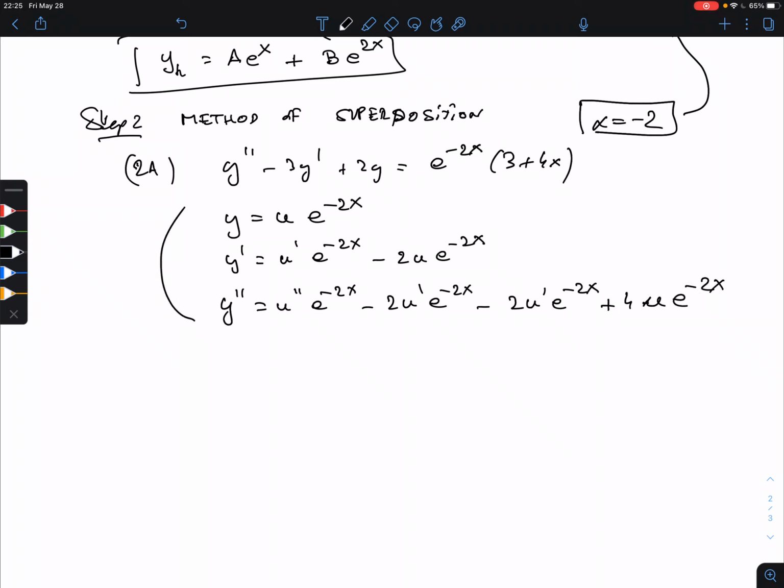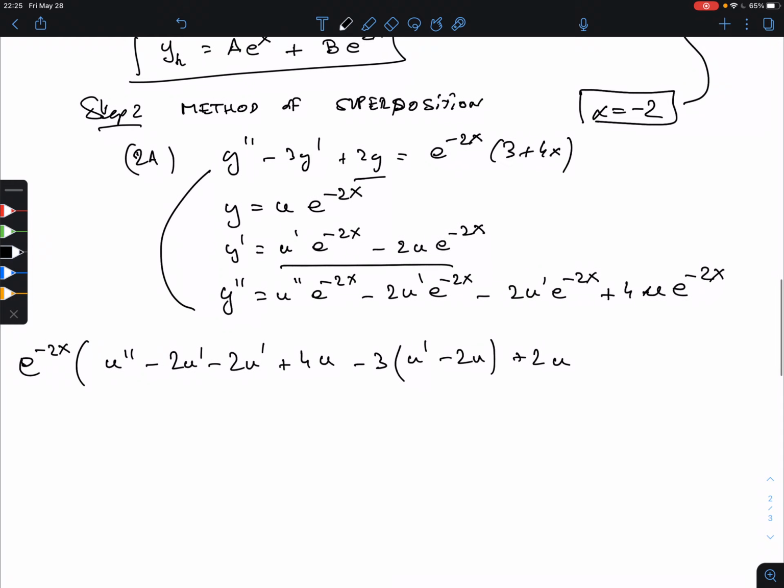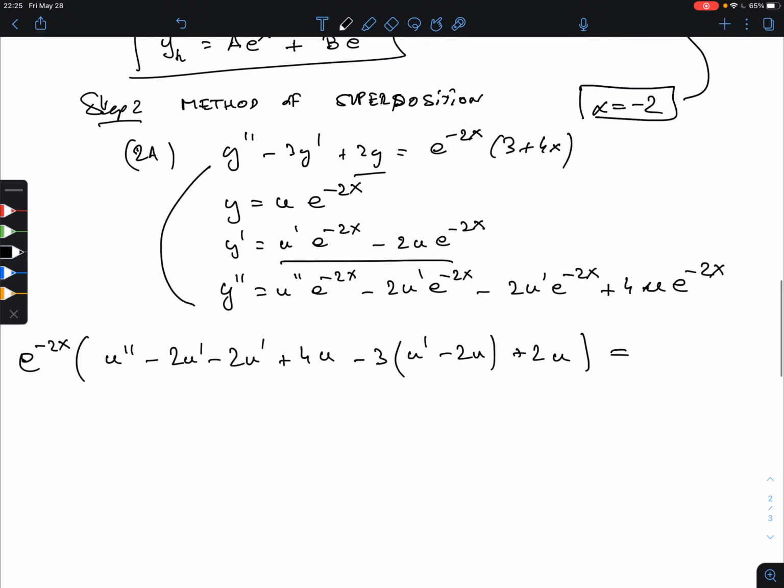We put this all in this here, we get, again, e to the minus 2x we can factor out, so we have a u double prime minus 2u prime minus 2u prime plus 4u, that is just y double prime. Then we have minus 3 times this guy here, that is a u prime minus 2u, and then we have plus 2 times y, and that is just u. And that is equal to e to the minus 2x, 3 plus 4x. And now we can cancel the e minus 2x.